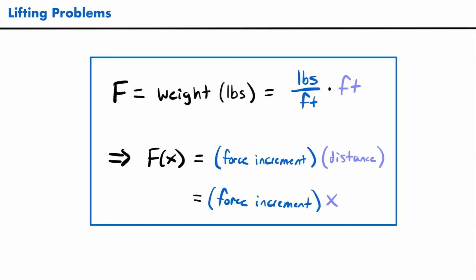And so in general, our force formula is going to look something like this. We're going to have capital F of x is equal to some force increment, or weight density, times a distance. And that distance will usually be represented with x. And so whatever our force increment or weight density is, we will multiply that by x, and that will be our force equation. And so let's take a look at an example of a lifting problem where we will use this force function.